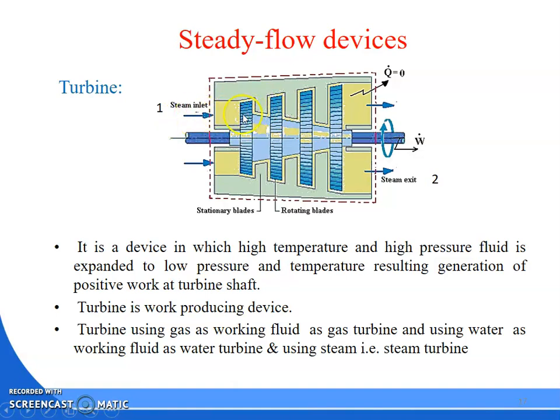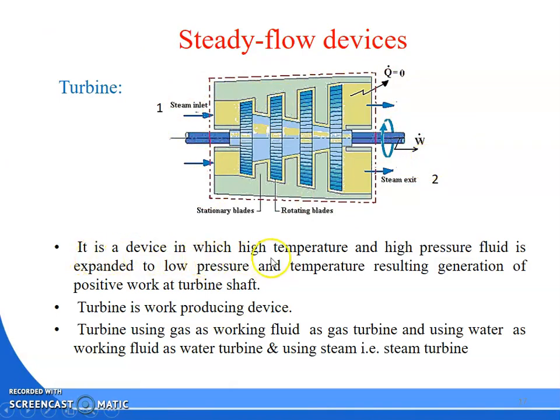Steam will enter here and steam will exit here. This one is the inlet section, this one is the exit section. Some heat will be rejected, and W amount of work you get. This is the blade and this is the shaft. This is the turbine. So basically a turbine is a work producing device. How does it produce work? By expanding the working fluid, whether steam or water. A turbine is a work producing device where the working fluid is expanded inside it, and what we get is work.